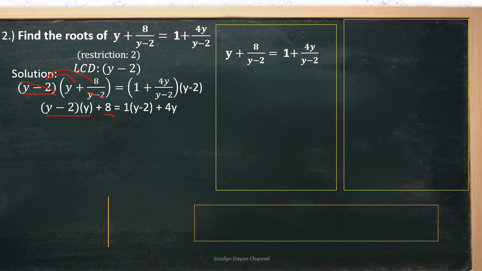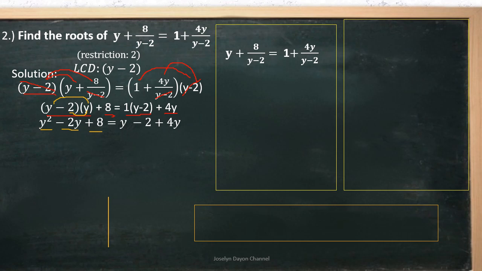And here on the right side, first you have to multiply 1 by quantity of y minus 2. And of course, we have here 1 times quantity of y minus 2. And again, 4y over y minus 2 will be multiplied by quantity of y minus 2. We can divide the common factors, so what is left here is 4y. Now let's simplify further. So y times y, we have y squared. Negative 2 times y, the answer is negative 2y. And then bring down 8.